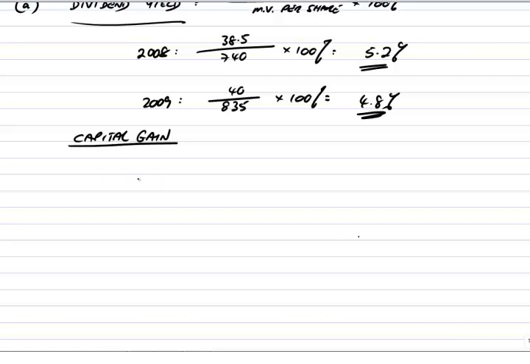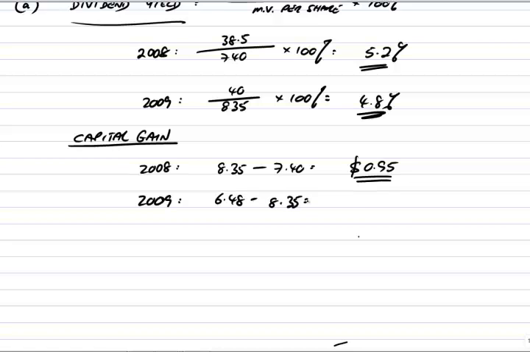The capital gains, so the change in market value, 2008, the market value ended at 835, it had started the year at 740. So a gain of 95 cents. You can, if you want, express this as a percentage, but there's no particular need. But there's a gain of 95 cents per share. 2009, it ended at 648. It had started at 835. And so here there's a capital loss. It's negative $1.87 per share.